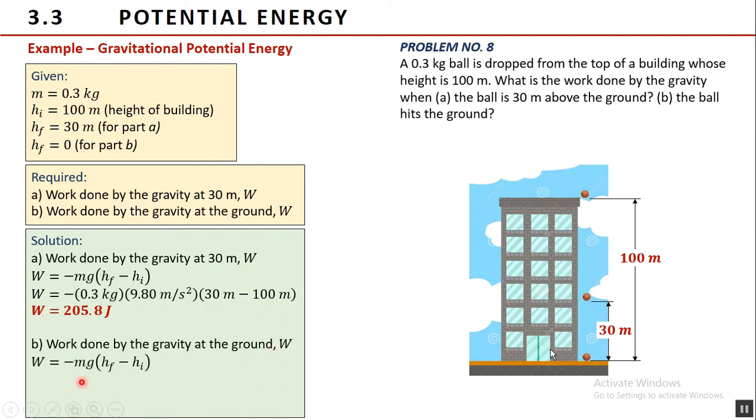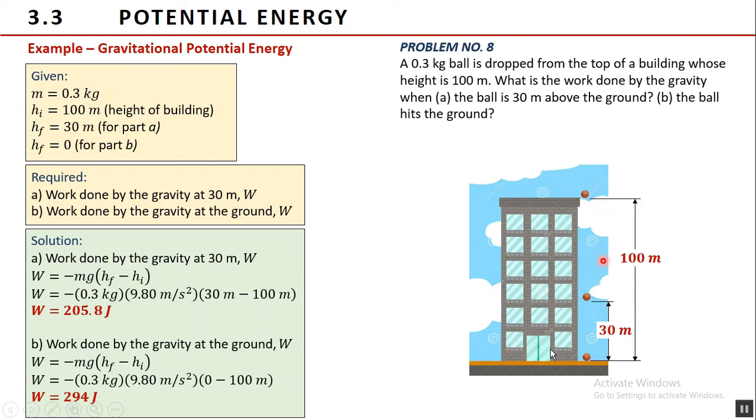For letter B, we will use the same formula. But this time our final height, h sub f, is now 0. Again, substituting the values, the work done is 294 joules. As expected, our answer in letter B is greater than in letter A. This is because, in letter B, the ball has a larger value of displacement, 100 meters as compared to 70 meters from part A.